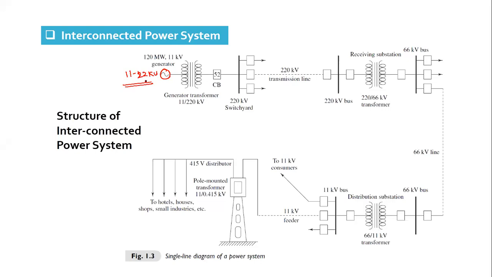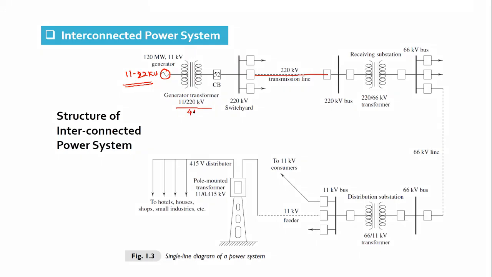Generally, the generation is done between 11 to 22 kV because it gives us the balance between the most economical size of the conductor, cost of the insulation, and size of the machine. So we generally generate the power in the range of 11 to 22 kV. However, depending upon the further distance to which the power needs to be transmitted, we step up the voltage at the generating station by a generator transformer.